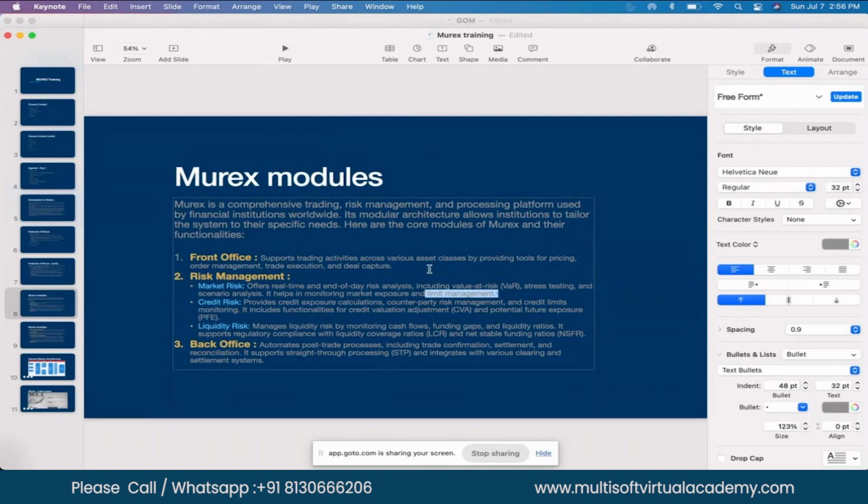Before the trade actually hits the Murex database, it is controlled, or I would say it gets activated before that only. Once this check is passed, then only is the entry in the database for that trade number created in Murex. Okay, next is credit risk. Under credit risk you have normal credit risk functionalities that you can handle, like credit exposure calculations and credit limit monitoring. Limit monitoring is something which we just discussed.